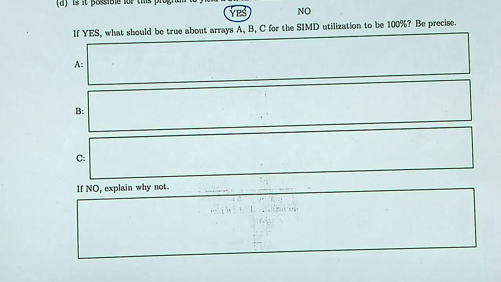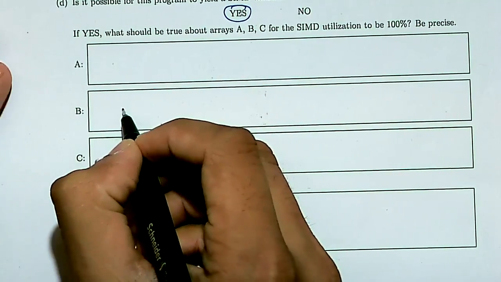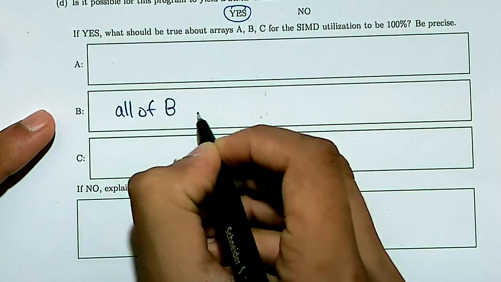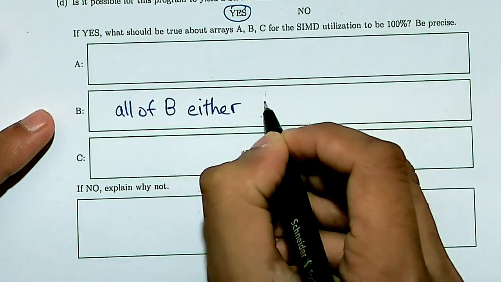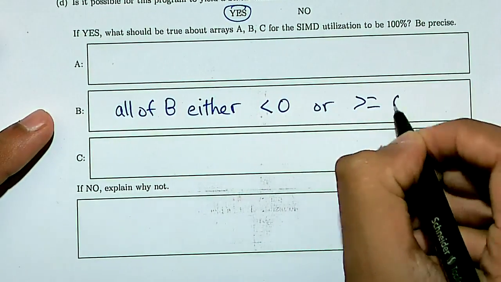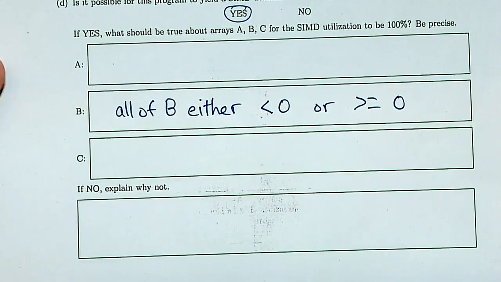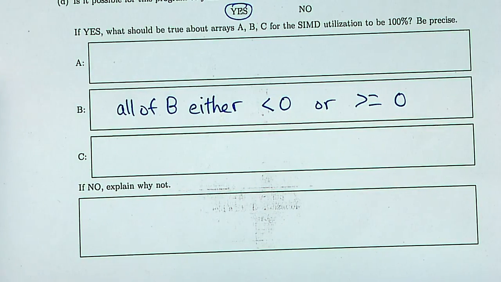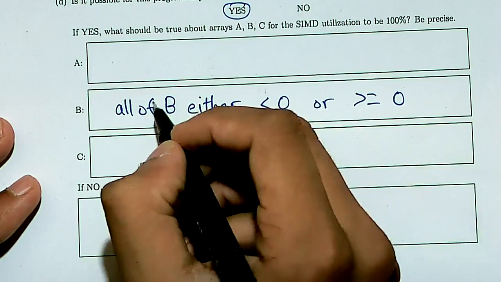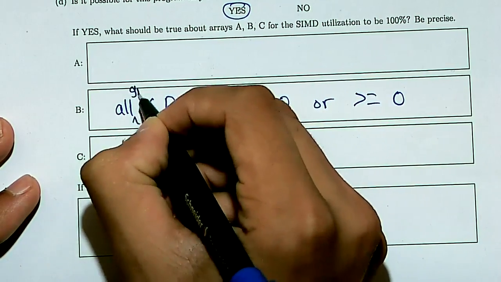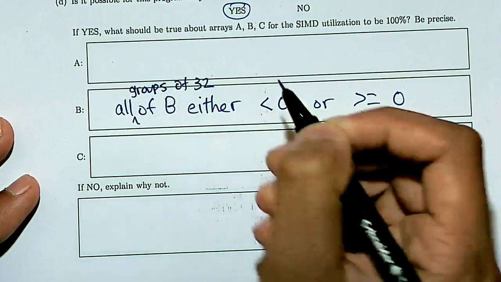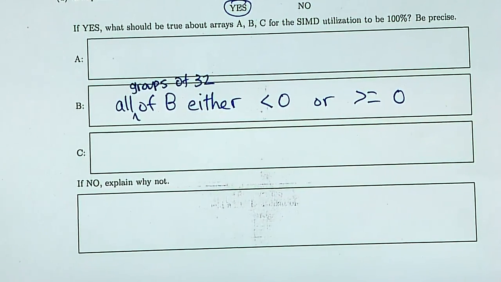Yeah, for the array B, right? All of B has to be either less than 0 or greater than or equal to 0. In one warp, there can be one warp all negative, and then another warp all positive. Yeah, that's right. So basically all groups of 32 of B have to be the same. You have the right idea: all the threads in the warp have to do the exact same thing.